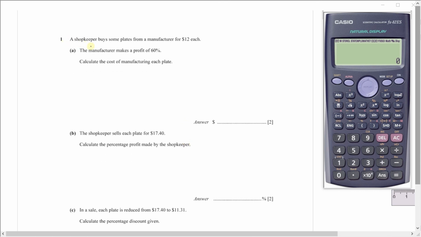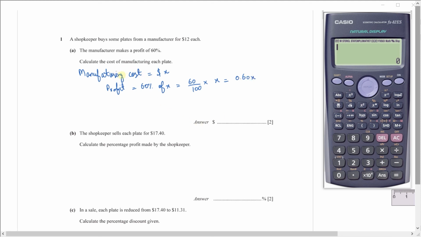Question number 1: A shopkeeper buys some plates from a manufacturer for $12 each. The manufacturer makes a profit of 60%. Calculate the cost of manufacturing each plate. So let's assume that the manufacturing cost equals X dollars. And then the manufacturer makes a profit of 60%. So the profit will be 60% of X, which is 60 over 100 times X, or 0.60X.